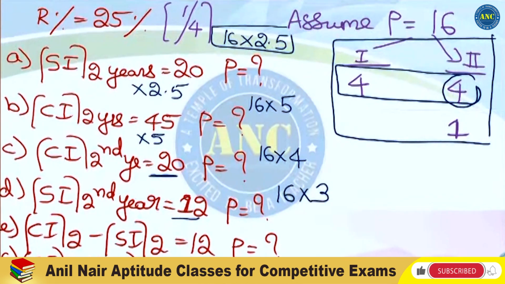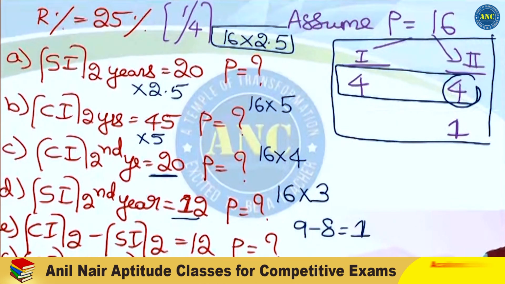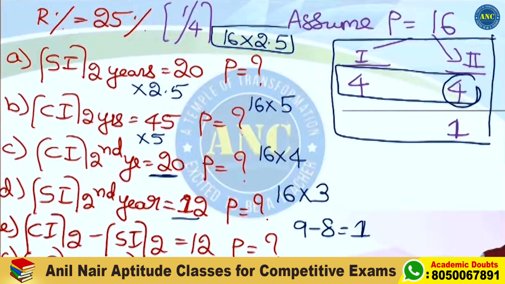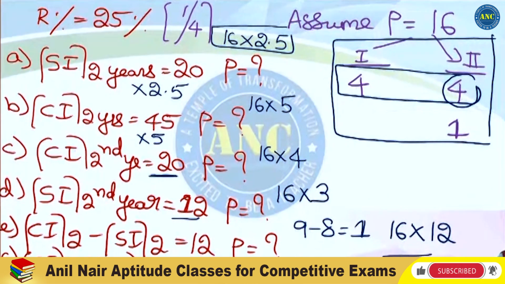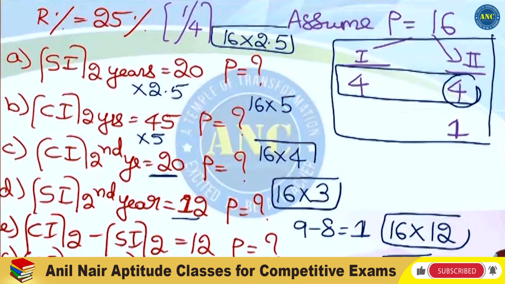Compound interest for 2 years minus simple interest for 2 years. Compound interest for 2 years is 9. Simple interest it is 8. Difference is 1. 1 is becoming 12, so answer is 16 into 12. Compound interest for 2 is 9, simple interest for 2 is 8. 9 plus 8, 17. 17 becomes 34 into 2. Answer is 32. How beautifully we have solved this question without using any formula.